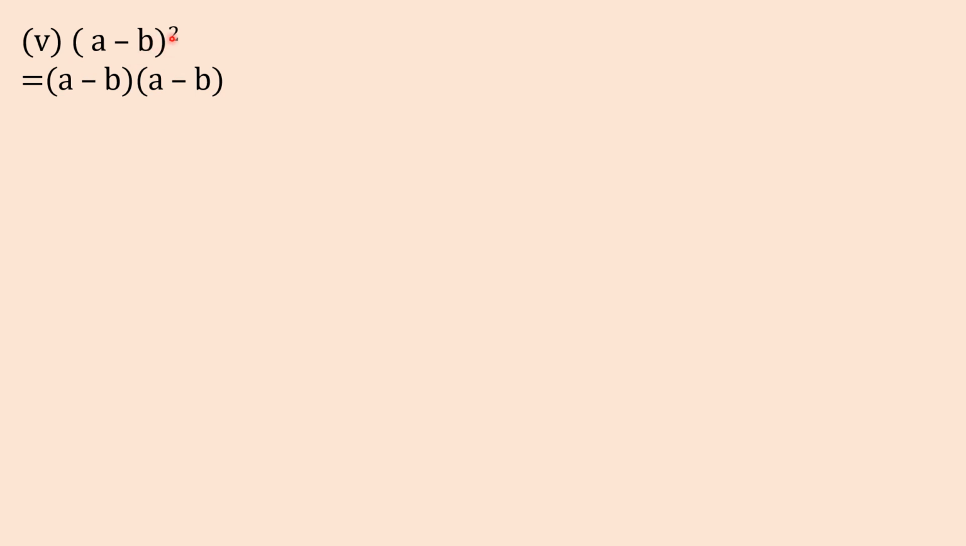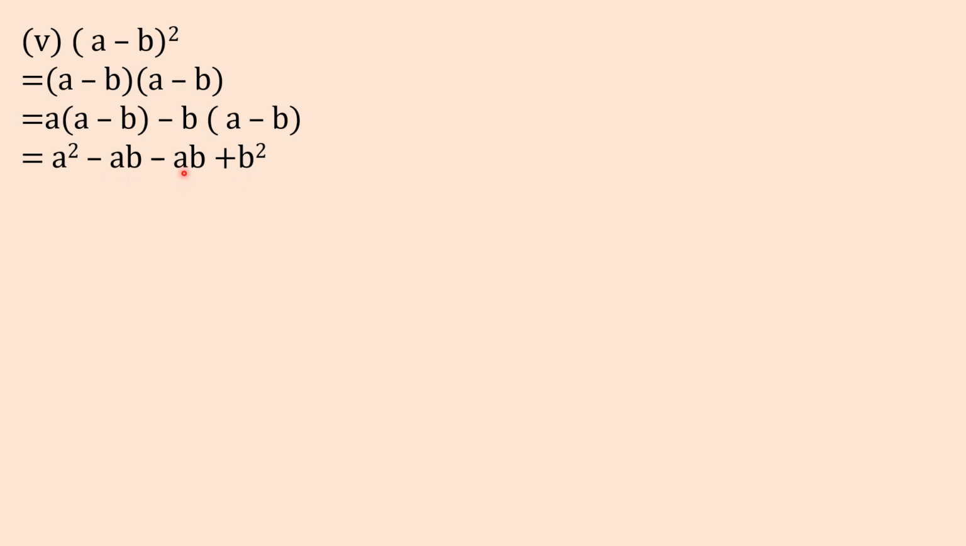This means (a minus b) the whole square means two times these terms are multiplied: (a minus b) into (a minus b). Then let's split one bracket and multiply it with the whole bracket. So a into (a minus b), minus b into (a minus b). So a into a will become a square. Then plus into minus is minus, a into b is ab. Then minus into plus is minus, a into b is ab. Then minus into minus you'll get plus, so b into b is b square.